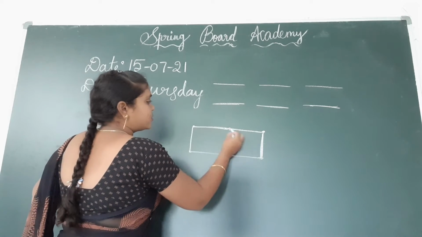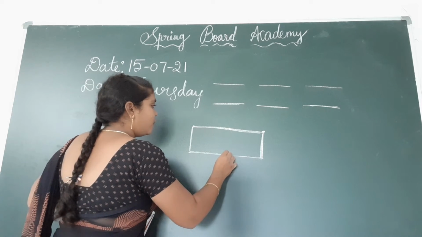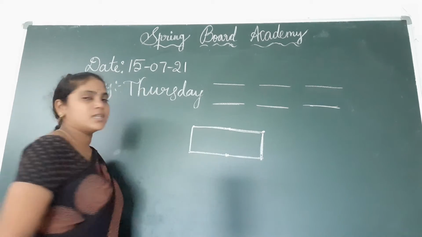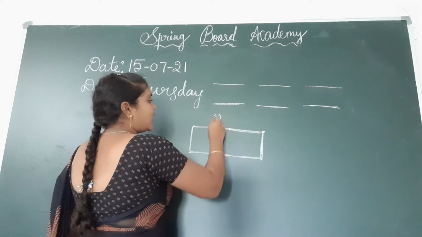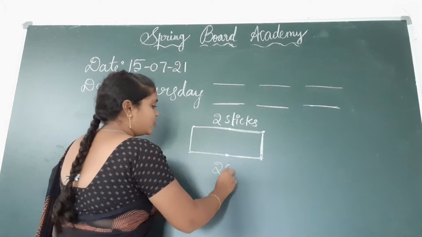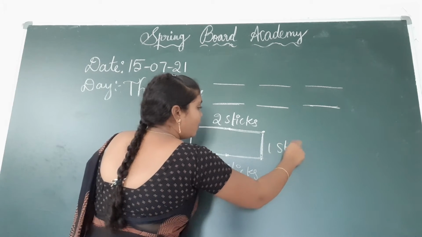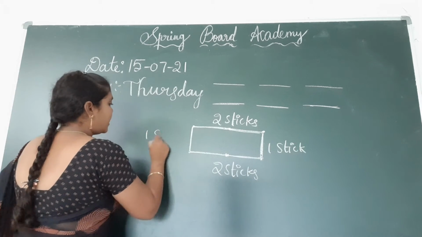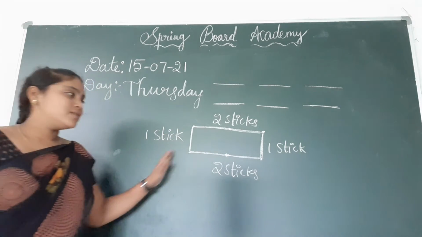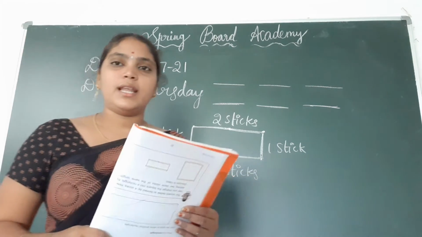This is 1 stick. And this is the 2nd stick. 3rd, 4th stick, and 5th stick. And this is the 6th stick. So for drawing this side, I used 2 sticks. And here I used 2 sticks. And here I used 1 stick. And here I used 1 stick. So in total we use 6 sticks to draw this rectangle. So like that you have to draw the rectangle, children.